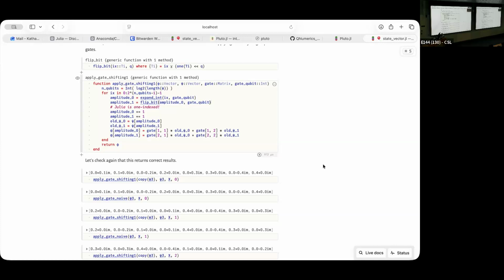Could you specify why we expanded it 1? Because we're applying to qubit 1. I'm applying G on qubit 1.